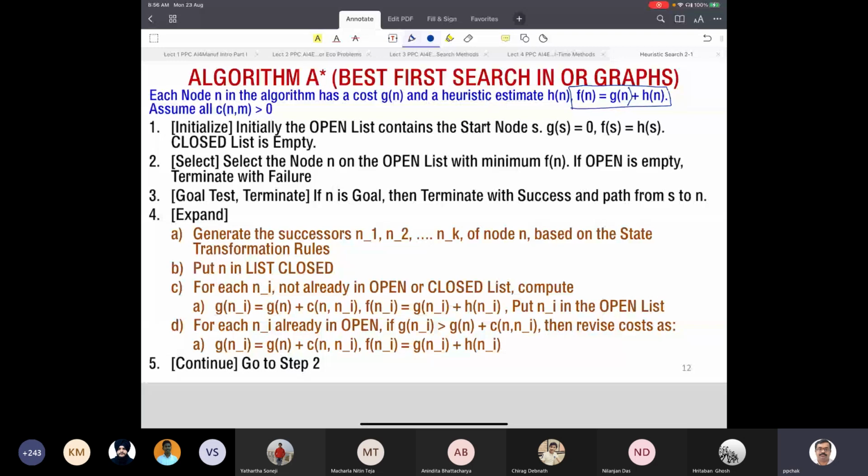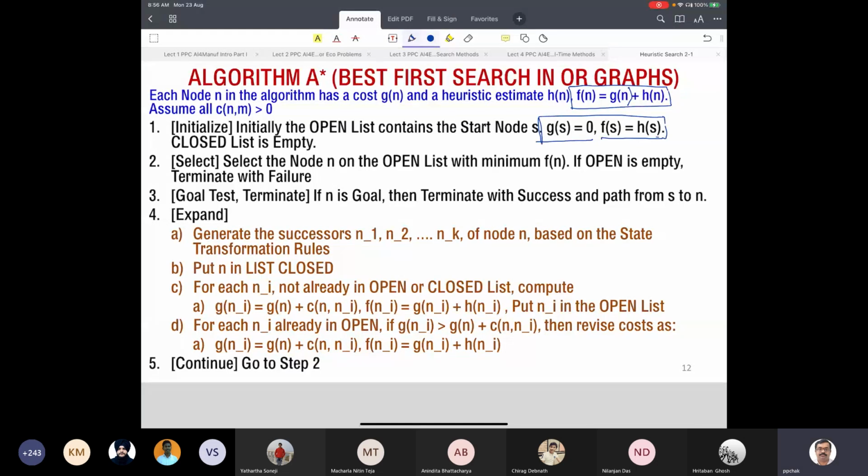So the 5 steps of our algorithm operate as follows. In initialize, the open set contains the start node. GS is obviously 0. Fs is 0 plus Hs. And the closed list is empty. The only 2 additions we have made are this.